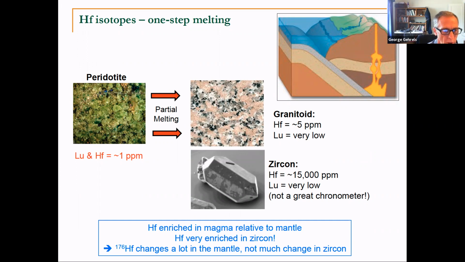And so now over time, the 176/177 ratio is not going to change all that much, right? Because there's not as much lutetium decaying to hafnium. So in the peridotite, that ratio is going to change a lot. The granite, it's not going to change very much.